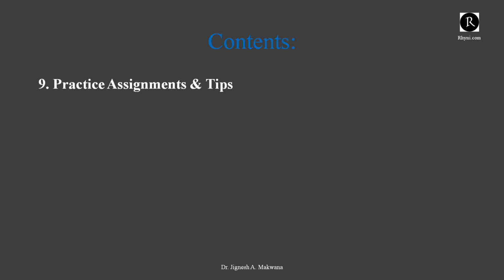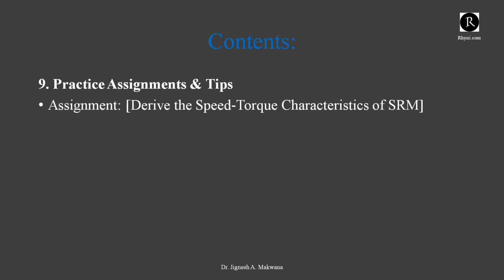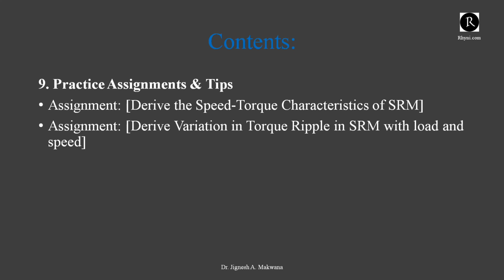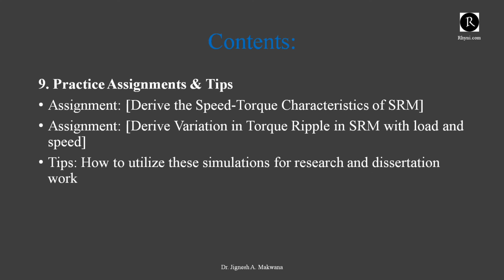The last section will be practice assignments and tips. In future there will also be lots of assignments added, and in the first assignment you will develop the speed control characteristic. It is a practical assignment. You need to work on the simulation, collect lots of data from your simulation model, and plot the speed torque characteristic, and also plot the torque ripple variation in the second assignment. This is also called an experiment in the simulation model. And last you will get different tips on how to utilize these simulations for your research and dissertation work.